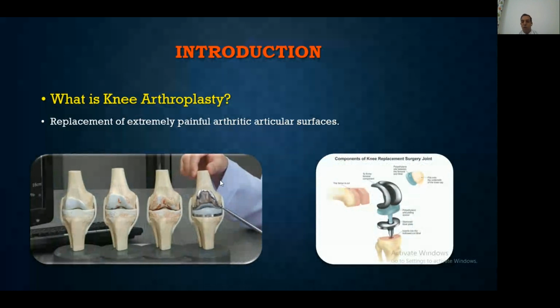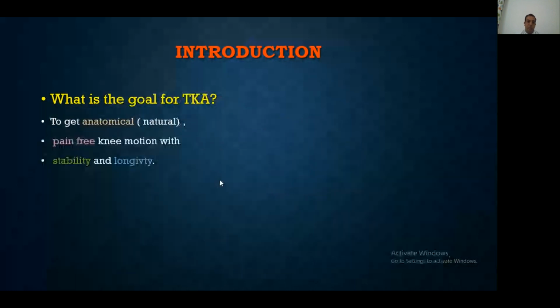So on the other photo, we can see some components of the knee replacement. We cut the rough surfaces of the knee, of the tibia and femur, and we put these three components: the tibial component and the femoral component or coverage, and in between there is what's called an insert. It's just a smooth surface between two surfaces. So this is a simple picture of what is a knee arthroplasty.